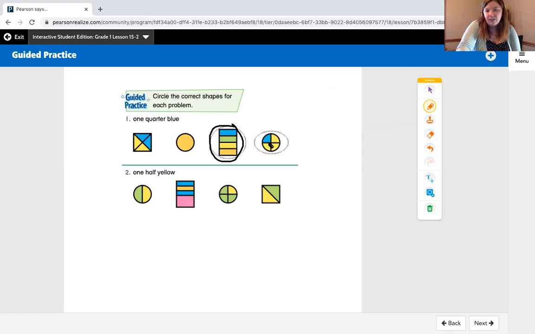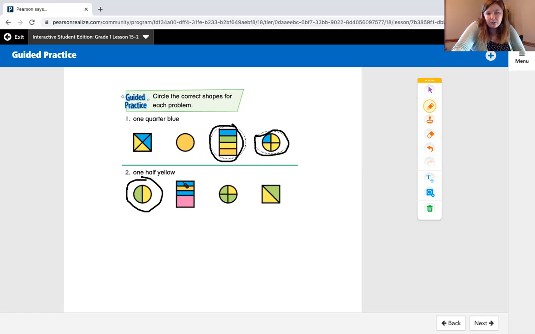This one has 1 out of 4 sections that are blue. 1/4 of this shape is blue. This one says 1/2 yellow. So we are looking for half of the shape to be yellow. 1 out of 2. So 1 out of 2 shapes here is yellow.